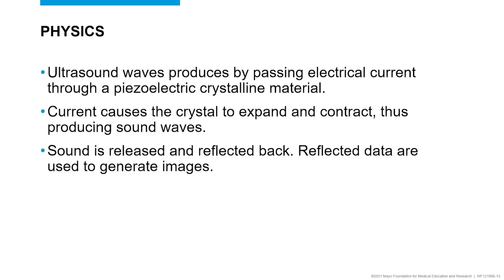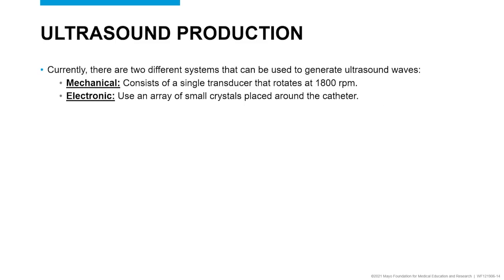So how does this work in an IVUS catheter? Essentially the same way as it works with ultrasound elsewhere. There's an electrical current that's passed through a piezoelectric crystalline material, and that creates sound waves. And the sound is released and reflected back, and that data is then taken and reconstructed into an image.